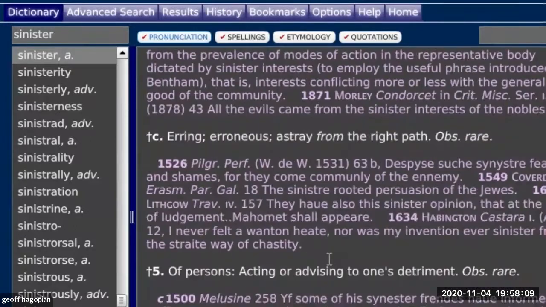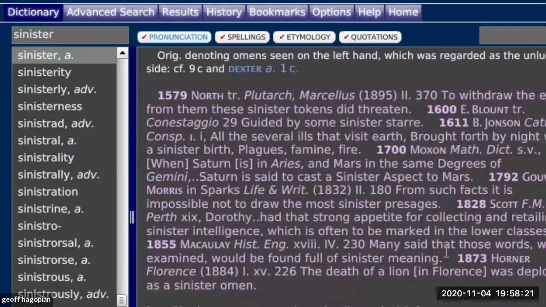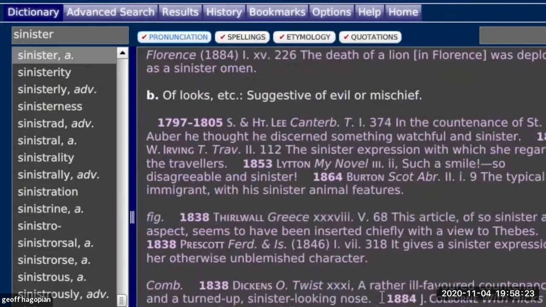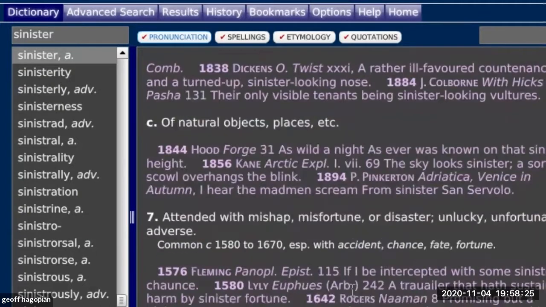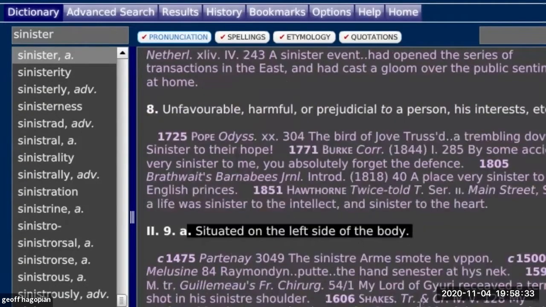I'm not finding my definition either. Astray from the right path. Of persons acting or advising to one's detriment. Of omens portending or indicating misfortune and disaster. I'm not finding my definition. Here you go. Situated on the left side of the body. Sinister. I don't know. What?